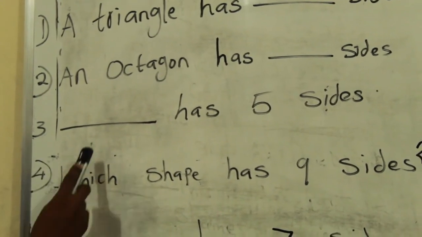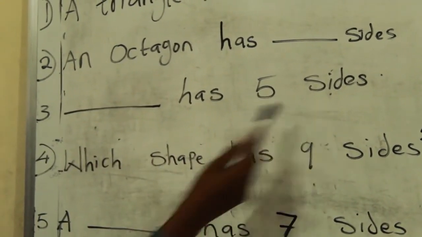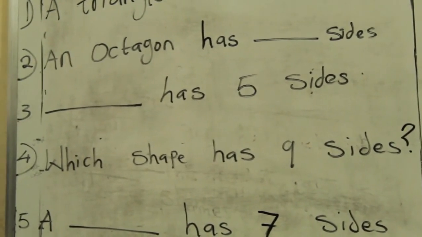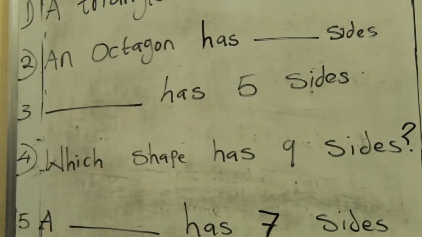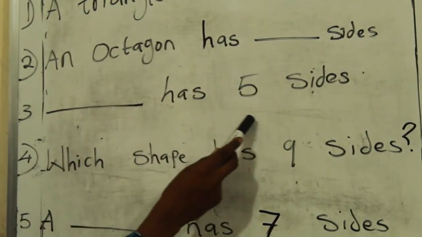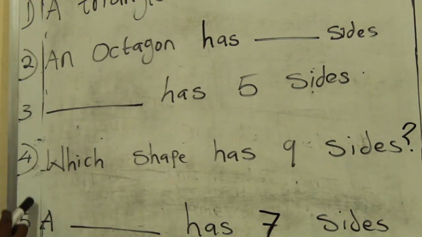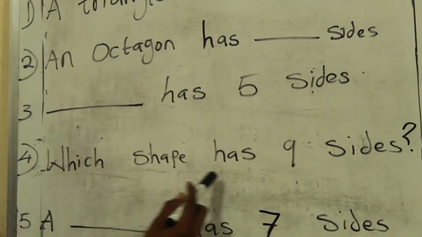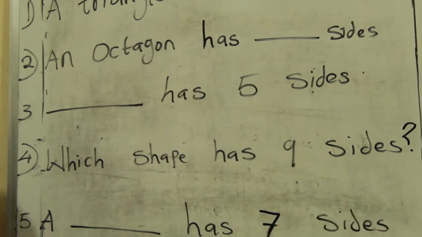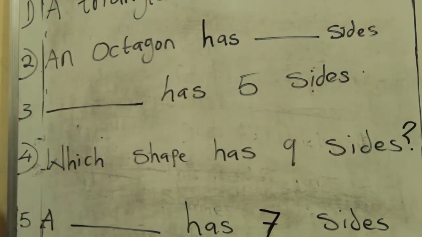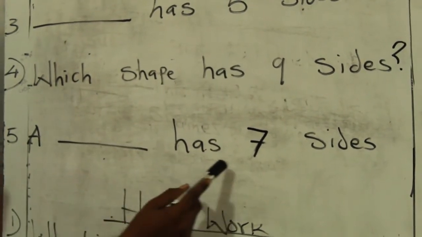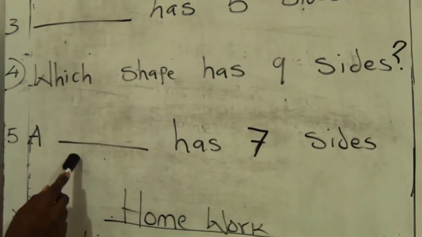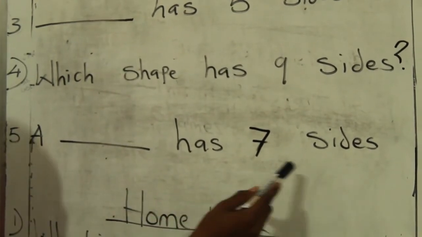Number 3. Dash has 5 sides. Which shape has 5 sides? Write the name of the shape in the dash. Number 4. Which shape has 9 sides? Write the name of the shape. Number 5. A dash shape has 7 sides. Write the name of the shape that has 7 sides.